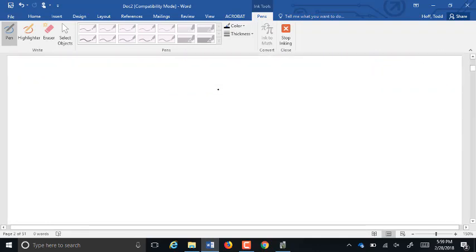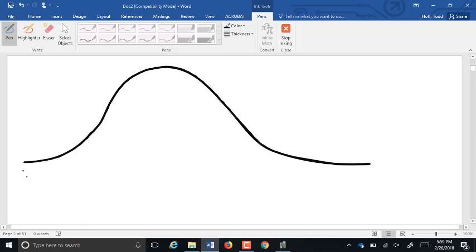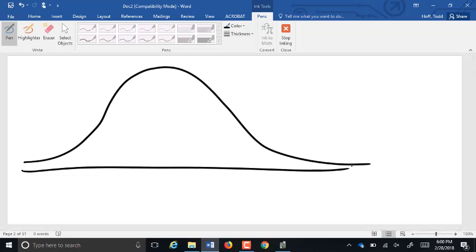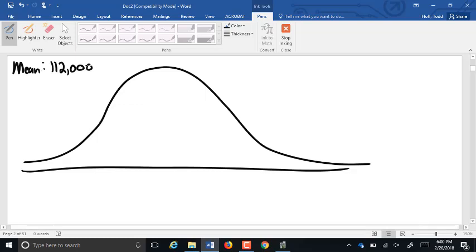Let's look at an example of how this could be useful to you. Let's say that you are looking to buy a new home. So you do some research. And you find out, and this number was accurate as of about 3 years ago, that the mean selling price of a home, let's say you're looking for a 3-bedroom, 2-bathroom, in the area that you're looking is 112,000.